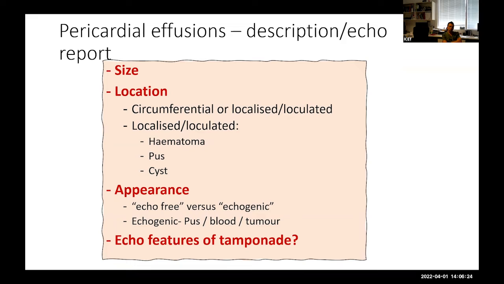You also need to comment on the appearance. So in general, it's going to be either echo-free, i.e. black, versus echogenic, which has echogenic material floating around in it. And again, if that's the case, you would think about pus or blood or tumour as the options. And if you have an effusion, then it's worthwhile commenting on whether or not you think it's associated with tamponade.